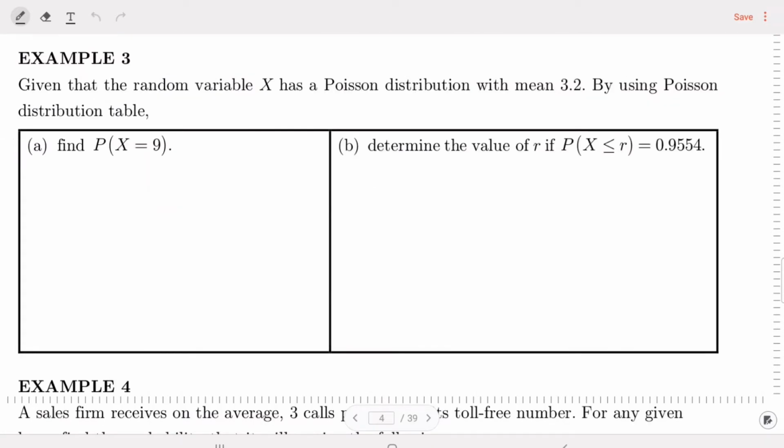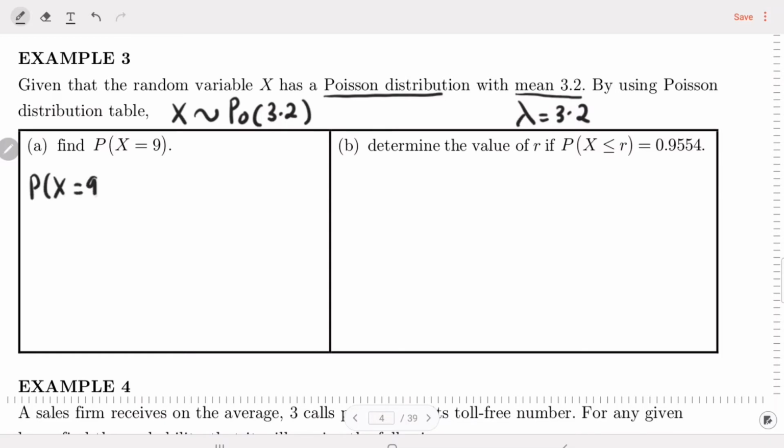Example 3. Given that the random variable x has a Poisson distribution with mean 3.2. We know that Ex equal to mean and it is also equal to lambda. So for this example, our lambda is equal to 3.2. Or we can write it as x tilde Poisson 3.2. And we need to find probability x equal to 9 by using the Poisson distribution table.